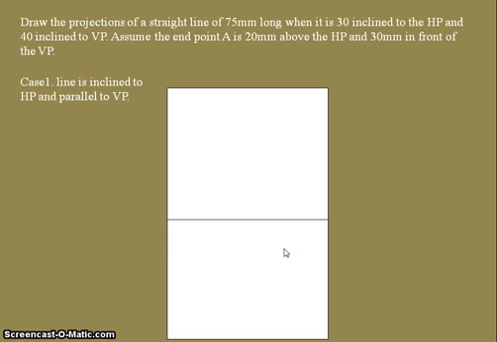So assume this is a drawing sheet and I have drawn an XY reference line. Now I am taking a reference vertical line for representing the end point A as per the given condition. A is 20 mm above the horizontal plane and 30 mm in front of the vertical plane. Above means above the XY reference line we get the end point A. So represent the end point A, that is the front view of A, 20 mm above the reference line, that is 20 mm above the horizontal plane.